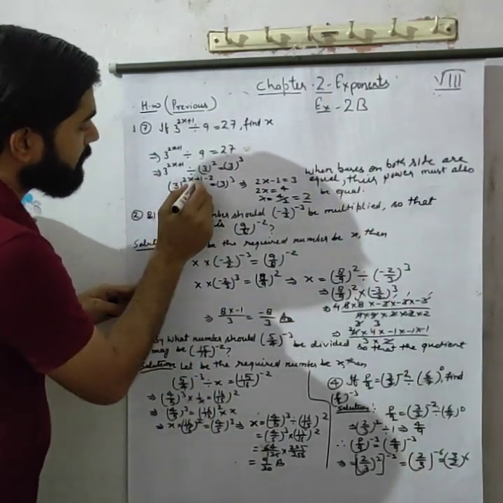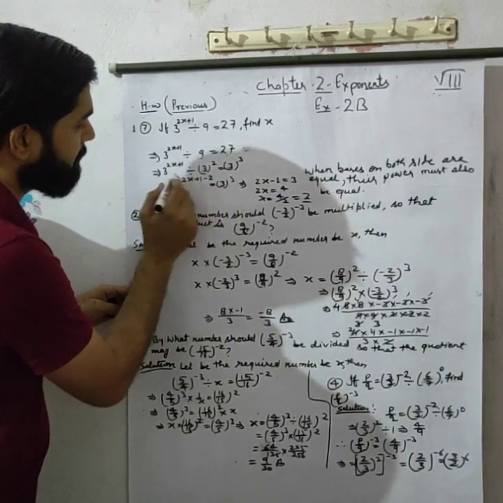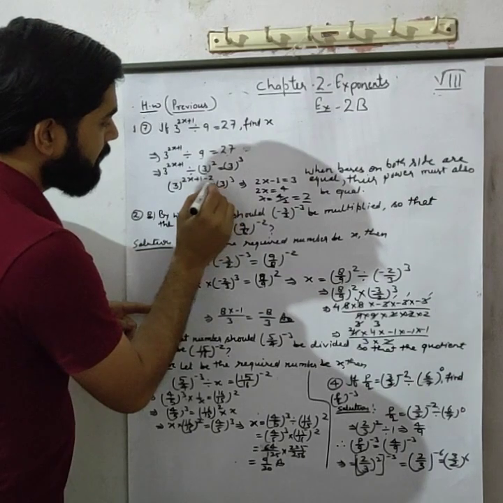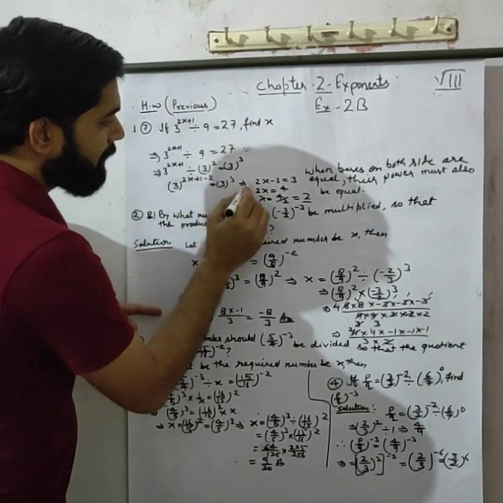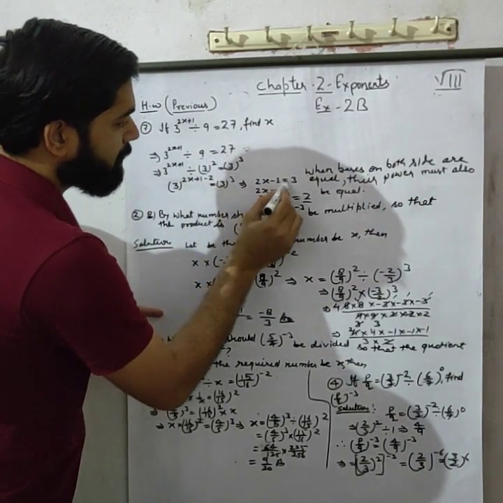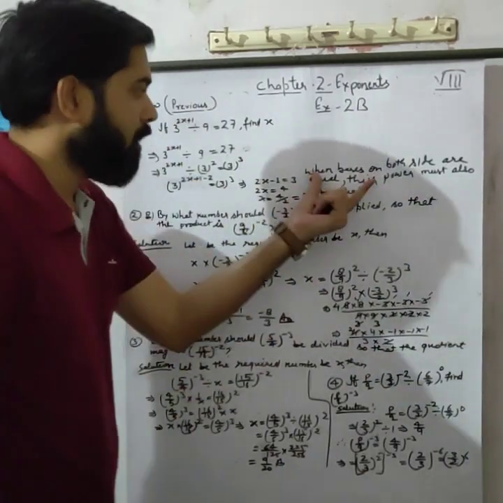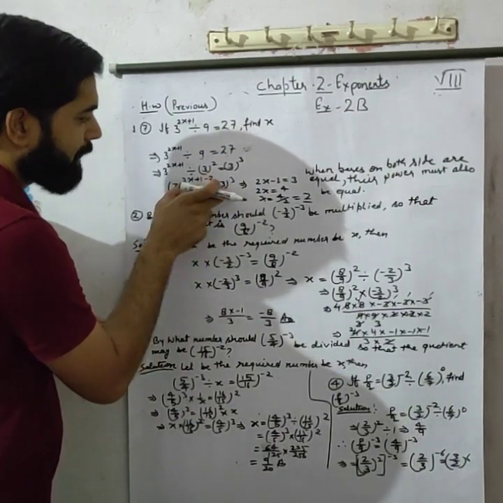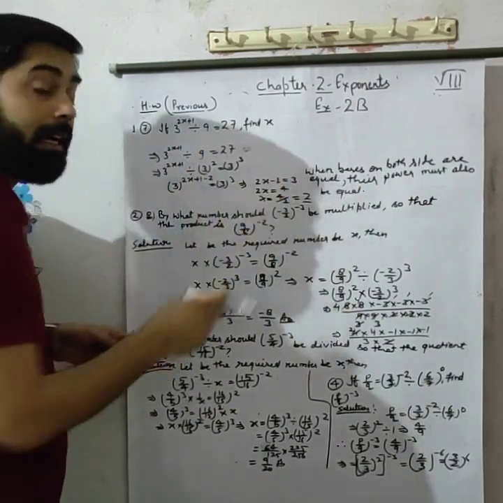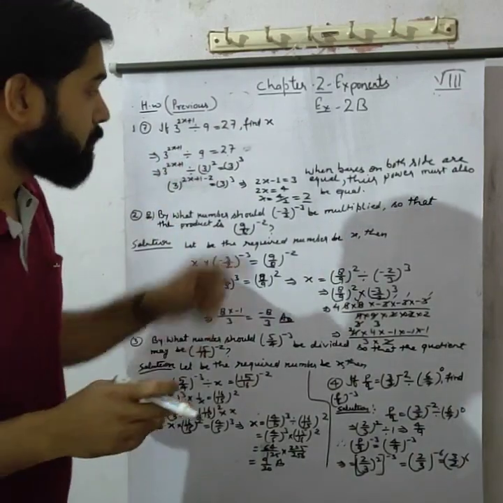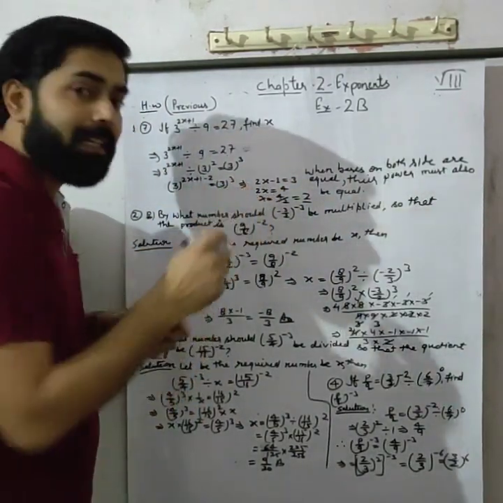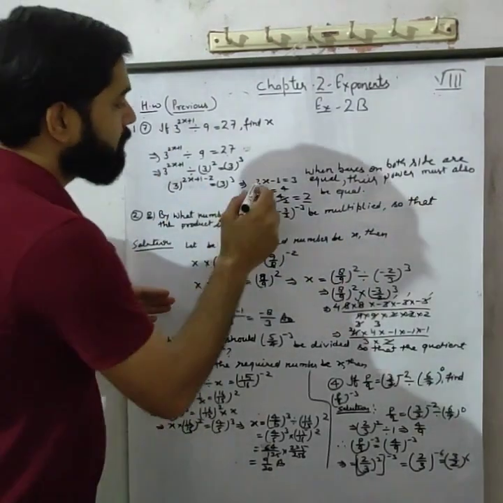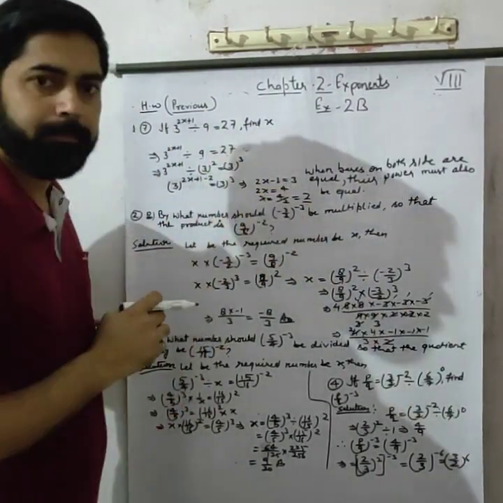So 3 raised to power (2x + 1 minus 2), because the bases are the same and here is a division, so we subtract the powers, is equal to 3 raised to power 3. Therefore 2x minus 1 is equal to 3, on the basis of this rule, because both sides bases are the same, so the powers must be equal. Now write it in equation form, then solve the equation and find the value of x. So 2x minus 1 is equal to 3.